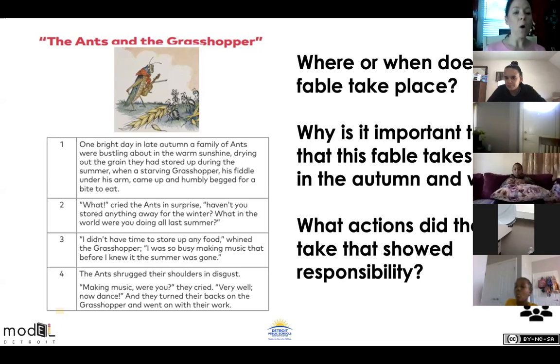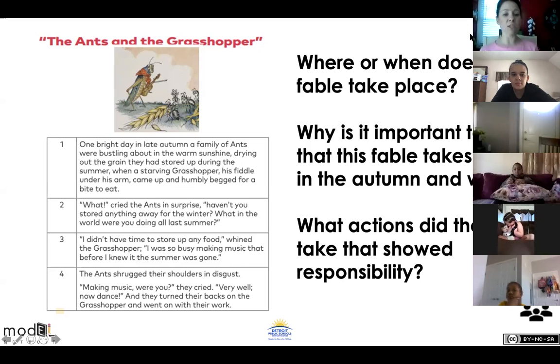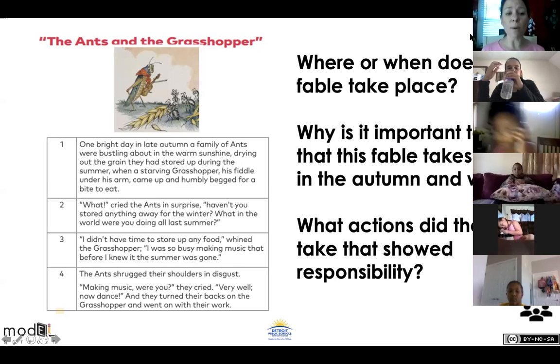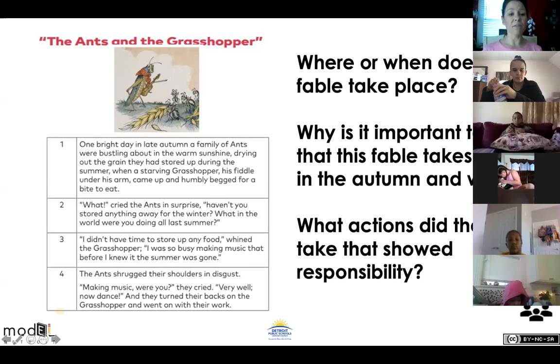One bright day in late autumn, that's like fall, a family of ants were bustling about in the warm sunshine, drying out the grain they had stored up during the summer, when a starving grasshopper, his fiddle under his arm, came up and humbly begged for a bite to eat.